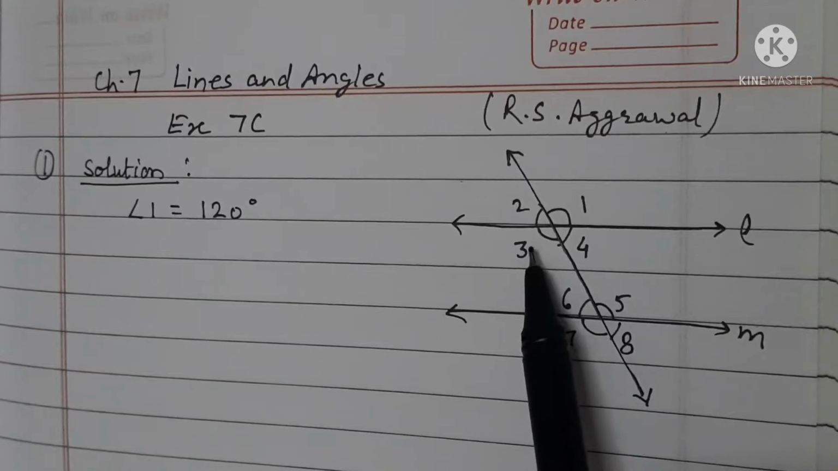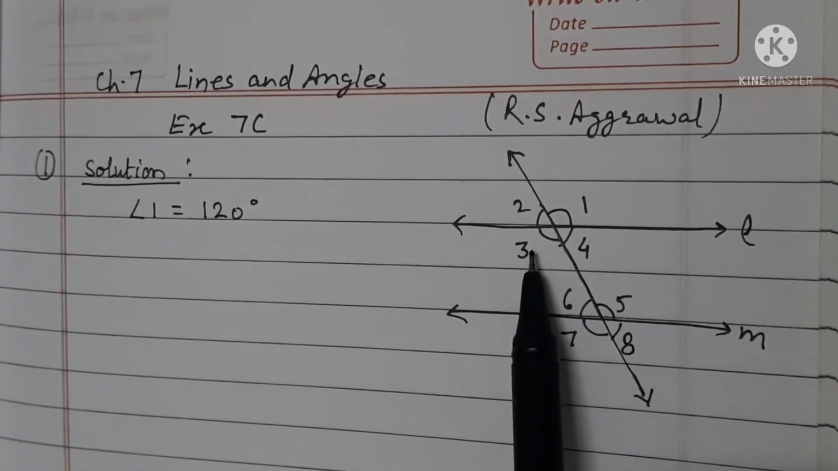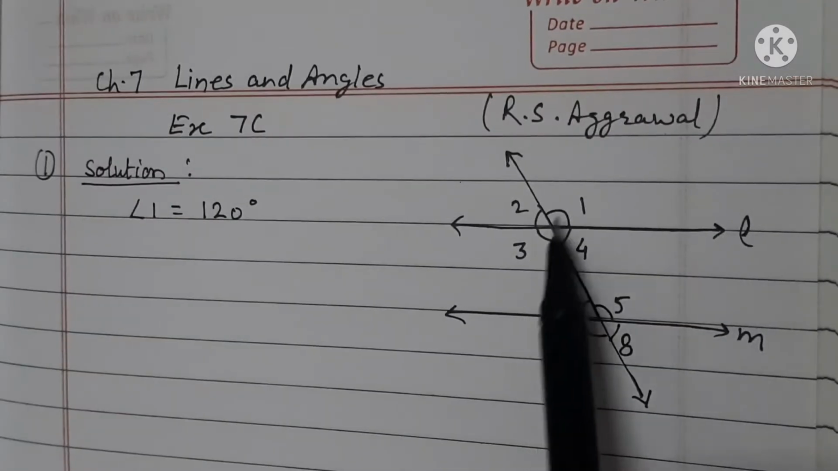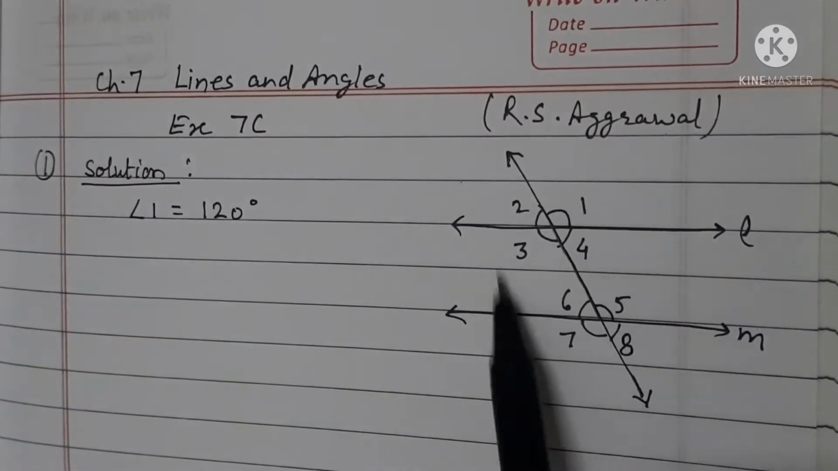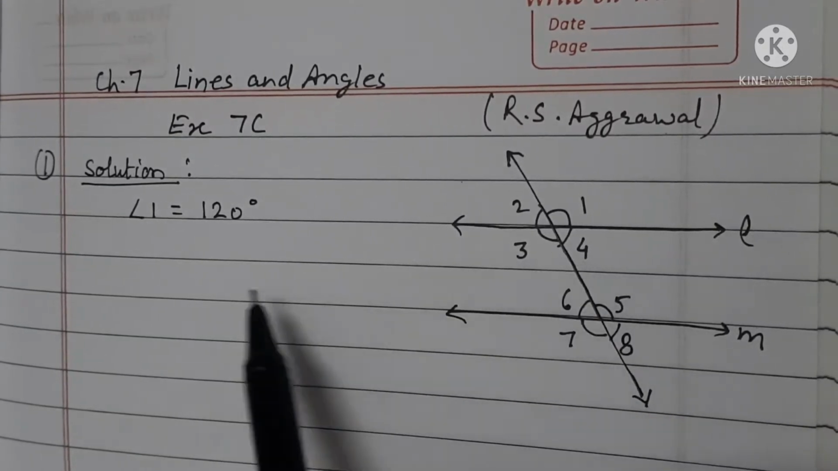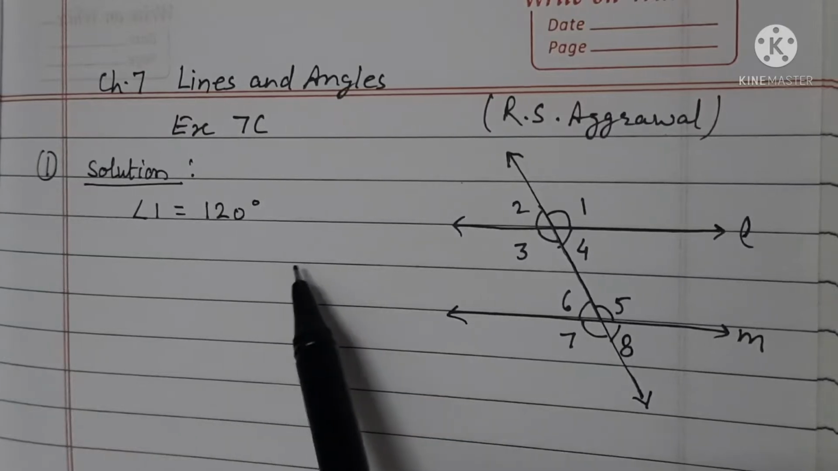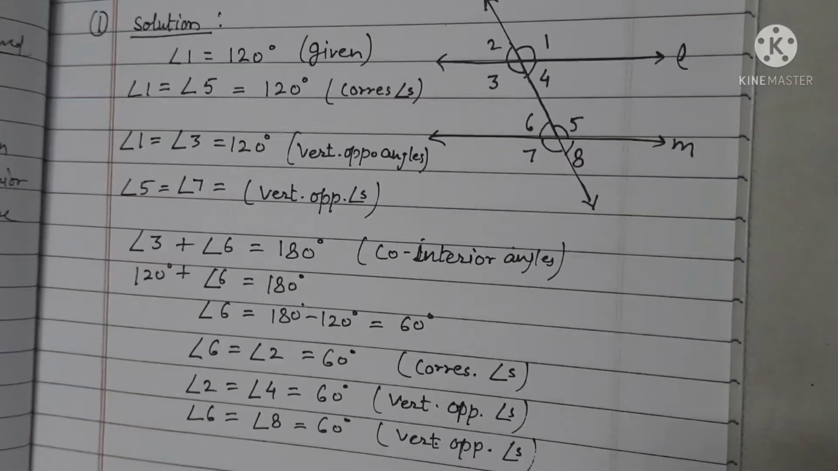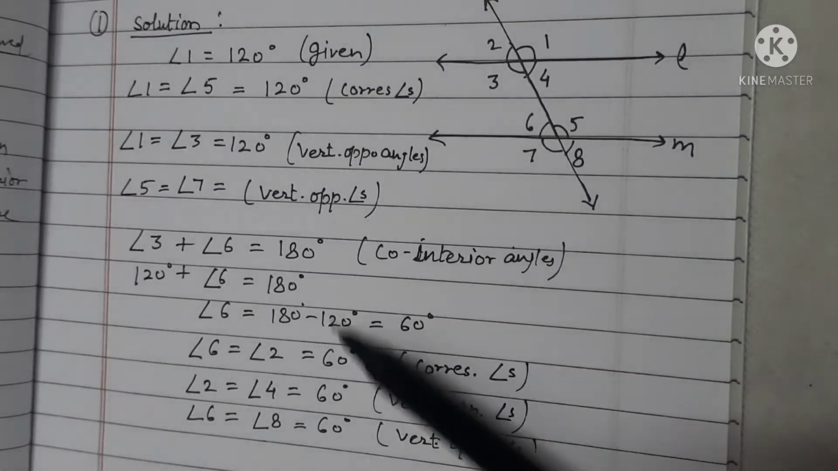And how will you get angle 3? Angle 3 will be 120 degrees because angle 1 is given and these are vertically opposite angles. So this method you will apply and give the reasons when you find all the angles. Do it. Let's have a look how to write.